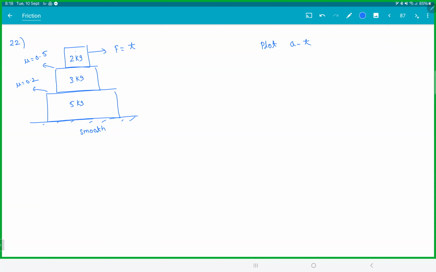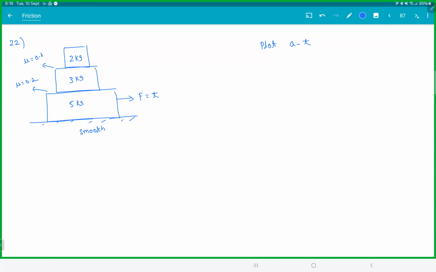Wait, let's do one thing. Let's make this F is equal to T. I'm changing it. Wait. I have to change the values because it'll become too easy. ऊपर का 0.1 कर लेना. That would be it. That should work. Let's see.